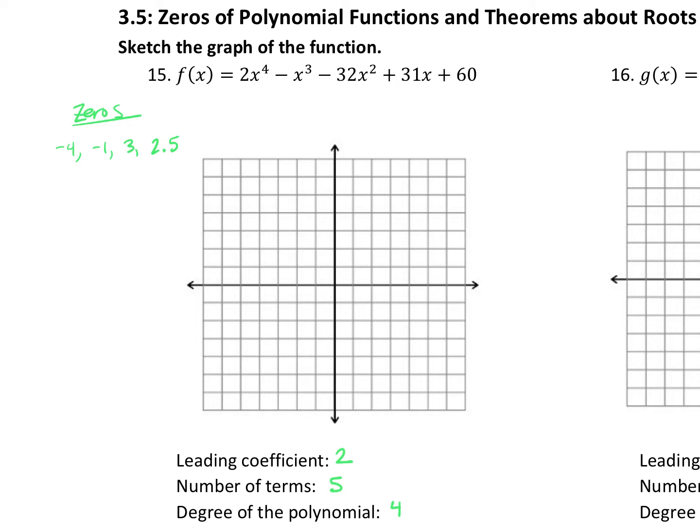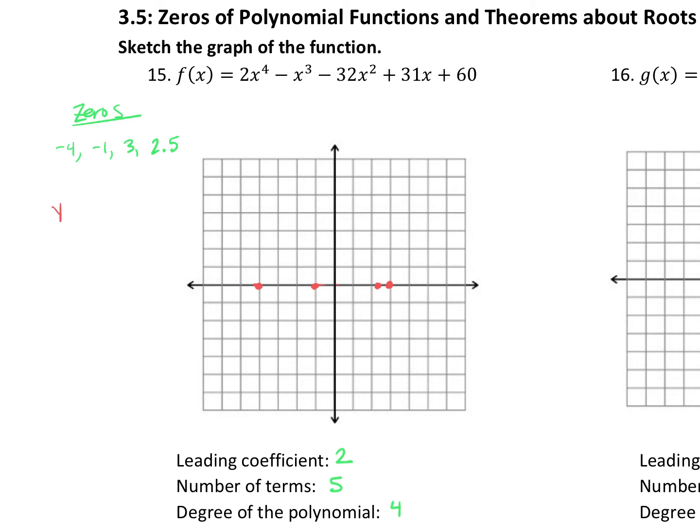We can plot those on our graph at -4. Remember, your zeros are your x-intercepts. -1, 3, and 2.5. Those are kind of close to each other.